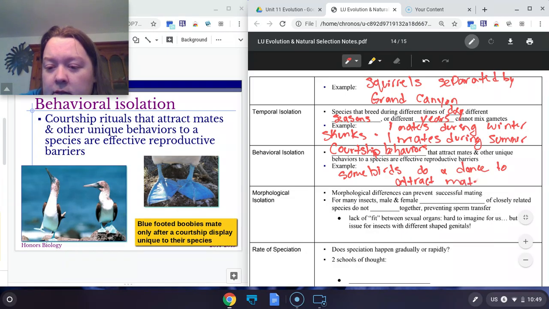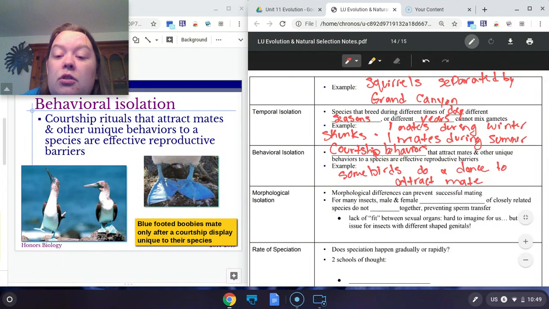Now the thing is, if the bird does not do the right dance for the female, he's not going to be having babies together. They're not going to be mating. So if two birds look very similar, but they do different dances to attract a mate, they have to do the right dance for the female in order to be able to mate.